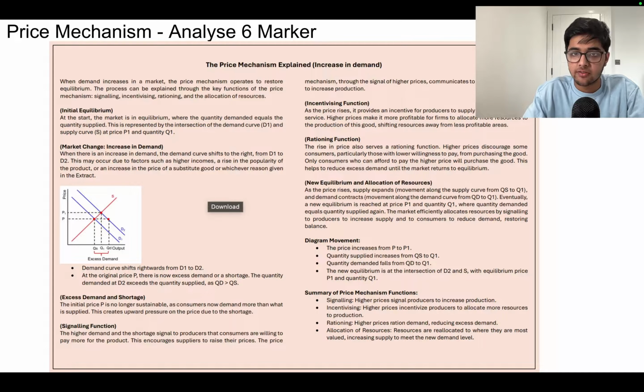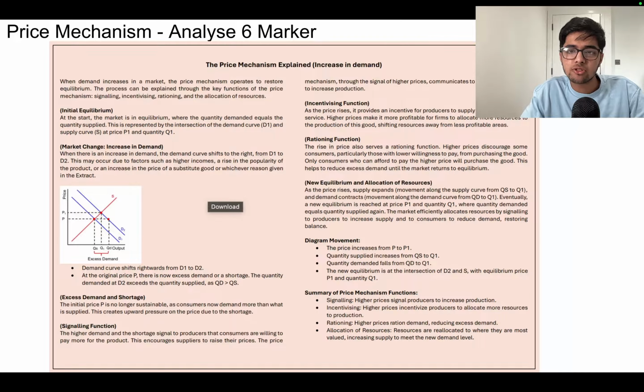Now we move on to incentivizing function. As the prices rise, it provides an incentive for producers to supply more of the good or service. Higher prices make it more profitable for firms to allocate more resources to the production of this good, shifting resources away from less profitable areas.